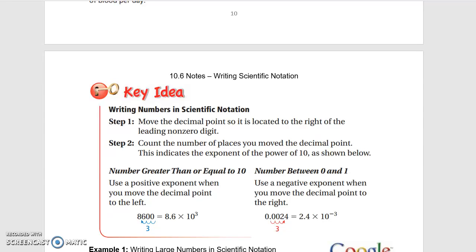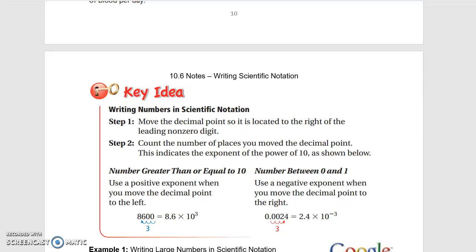Lesson 10.6, writing scientific notation. So our key idea starts with 2 steps. Step 1 is to move the decimal point so that it's located to the right of the leading non-zero digit.